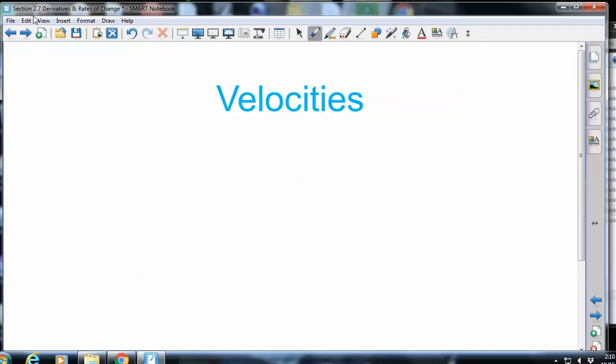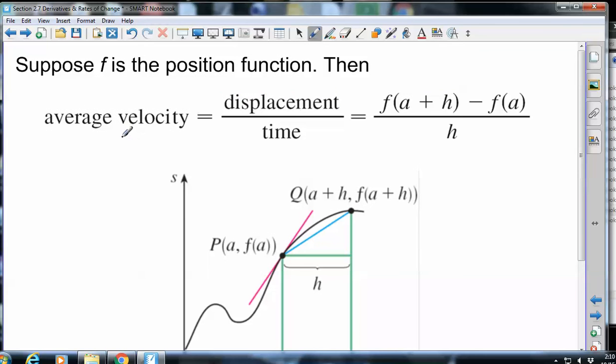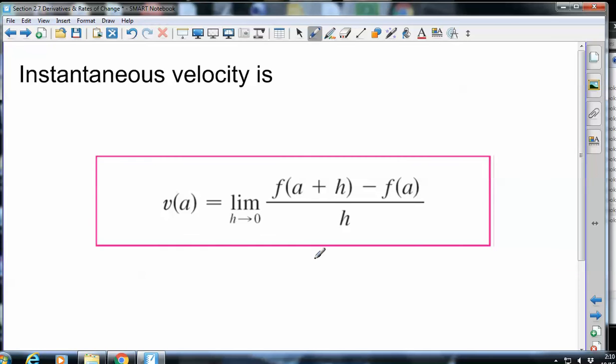So this leads us right into velocities. We saw before there was a relationship between tangent and secant lines and velocity. Your average velocity was the slope of the secant line, instantaneous was the slope of the tangent line. Average velocity, like we've seen before, is just the slope between 2 points, distance traveled per unit of time. So that's nothing new. Instantaneous velocity is the same thing as the slope of the tangent line, so it's the same as that definition of derivative that we just got done seeing.